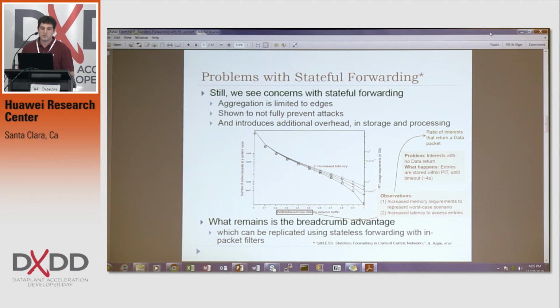If we account for that, then what remains is the breadcrumb advantage that it provides. In CCN/NDN, none of the requests carry information on the host that makes the request. It needs to use the entries within the pending interest table to find the requester. But this can also be replicated by using in-packet filters, which provides stateless forwarding.